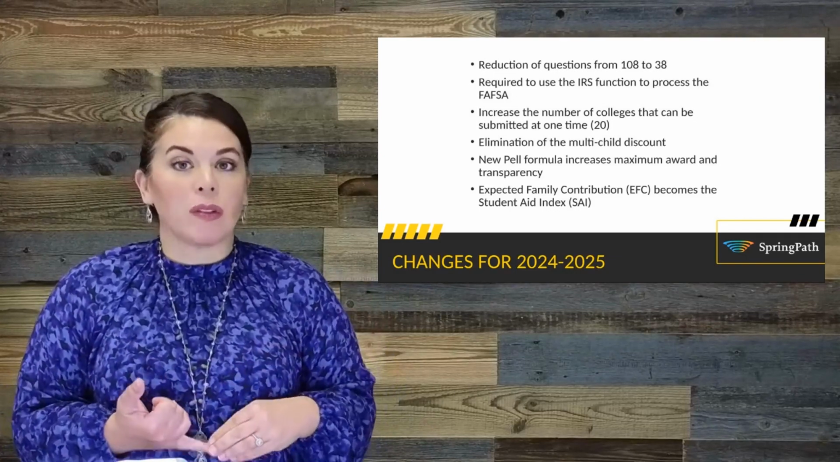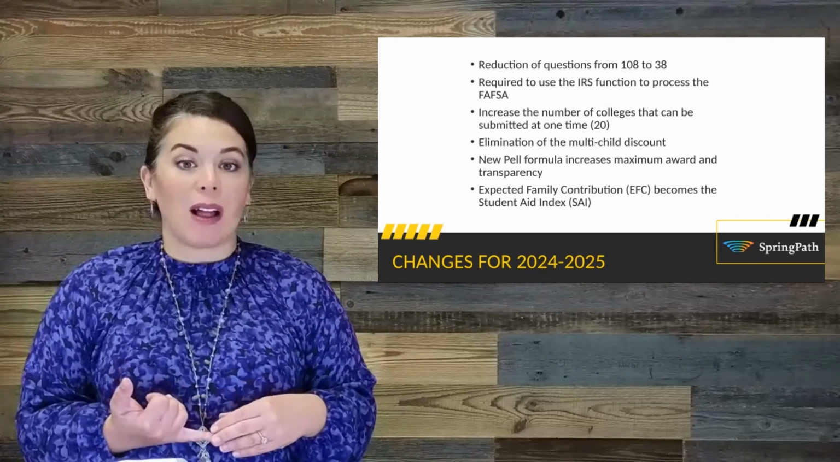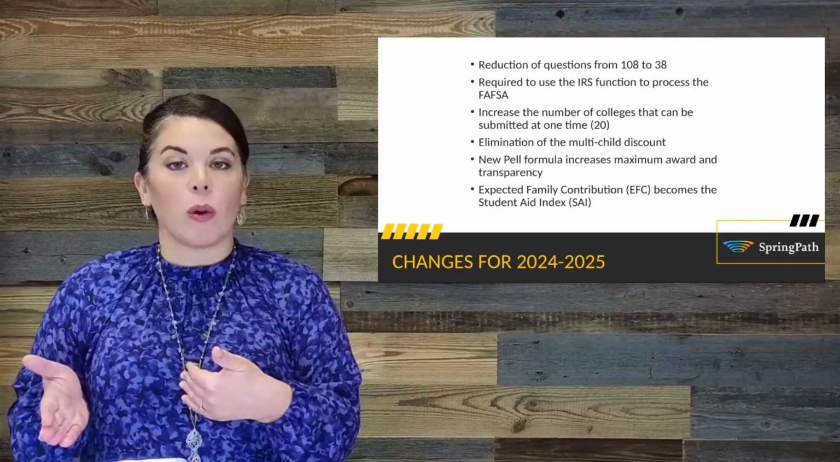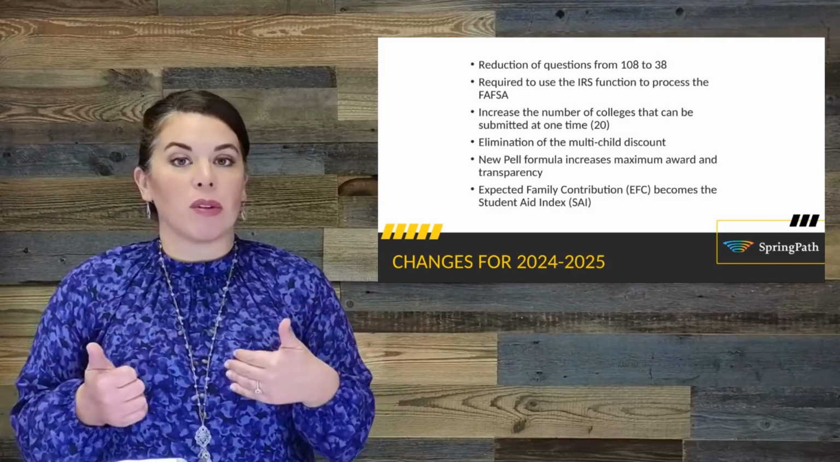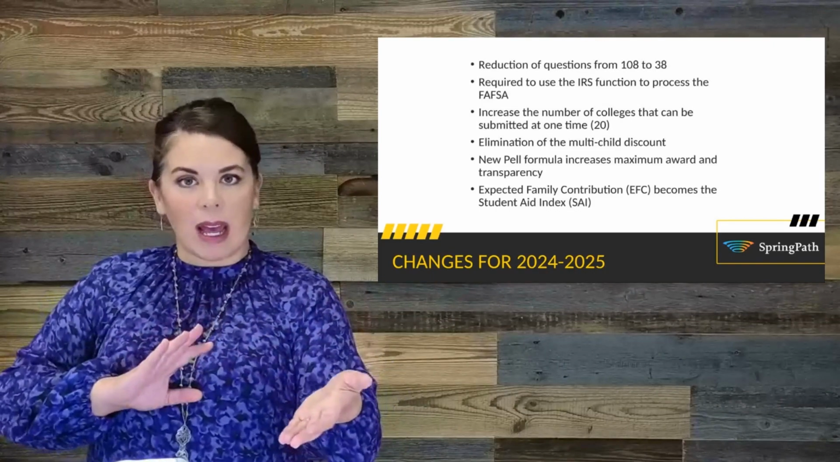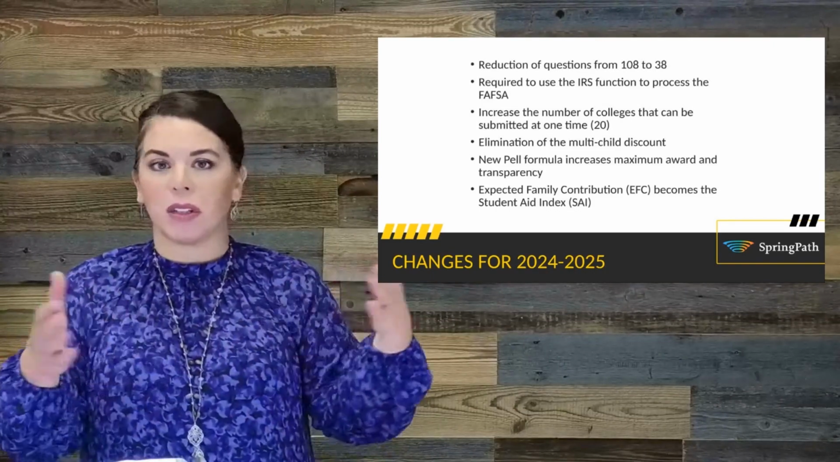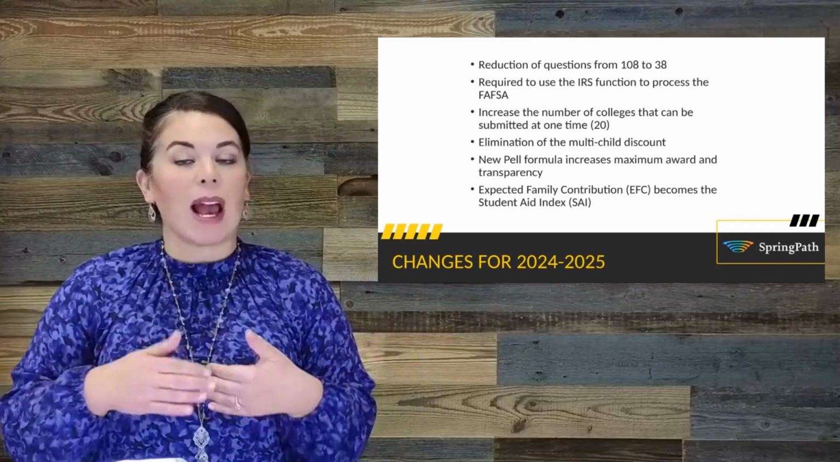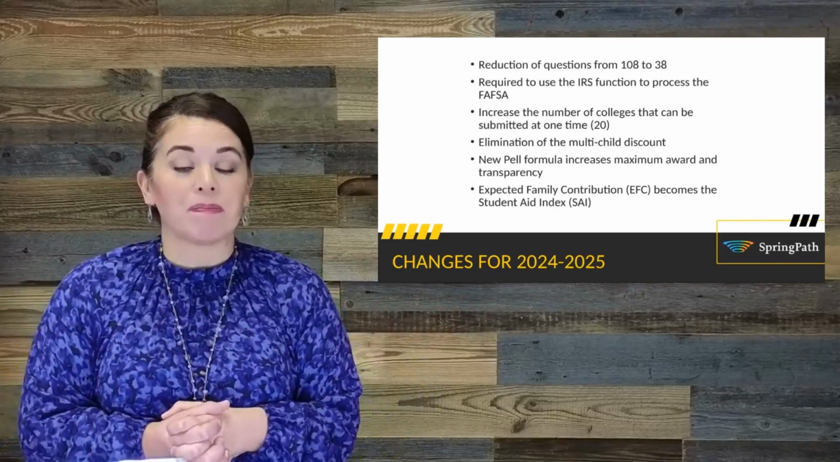So there will also be an increase in the number of colleges that can be submitted at one time. So an increase from 10 to 20. So it should reduce the number of times that someone needs to go in and take a college out and add another one. If you have that list of, let's say, 12 to 15 that you're applying to, you can add all of those colleges in at once.